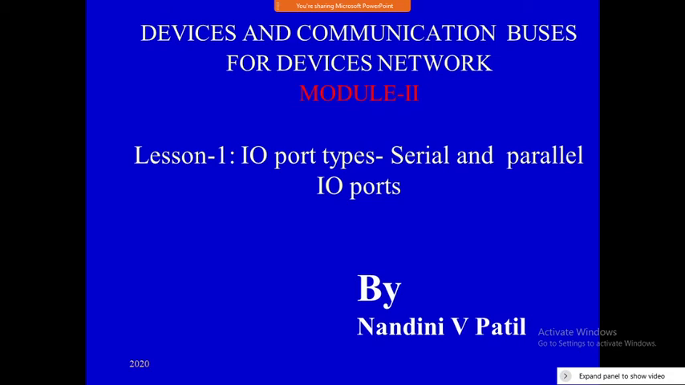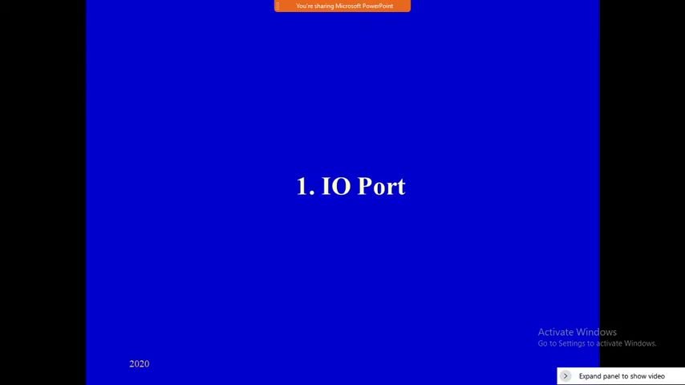Hello. Hi everyone. Today we are going to start the second module of embedded systems, that is the devices and communication buses for device networks. In that, first we'll start with the IO port types, serial and parallel IO ports. First we'll start with the IO ports.